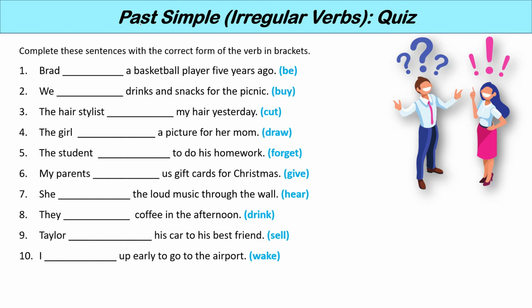Okay, so now we're going to correct these together. Number 1, Brad was a basketball player 5 years ago. Remember, with the verb to be, can either be was or were. But with he, she, and it, and I, we use was. Number 2, we bought drinks and snacks for the picnic.